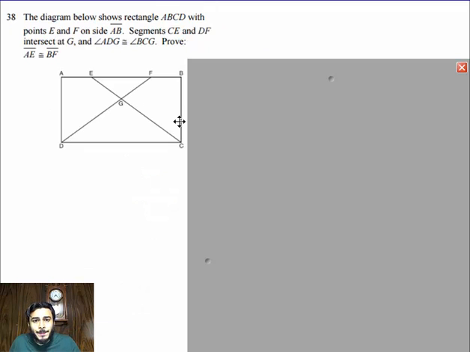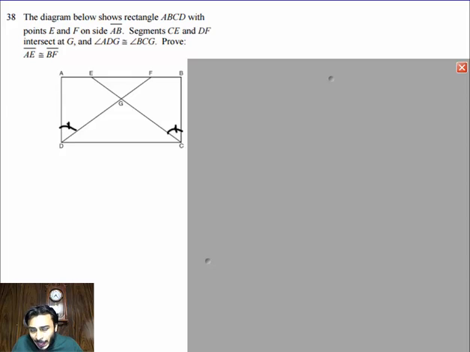Okay, so number 38, it is a proof, and we are told that this angle here, angle ADG, is congruent to this angle here, angle BCG. So we know those two angles are congruent. We're trying to prove that segment AE is congruent to segment BF. All right, so let me just take you through how I think these through, because I know that these are a little confusing for some students.